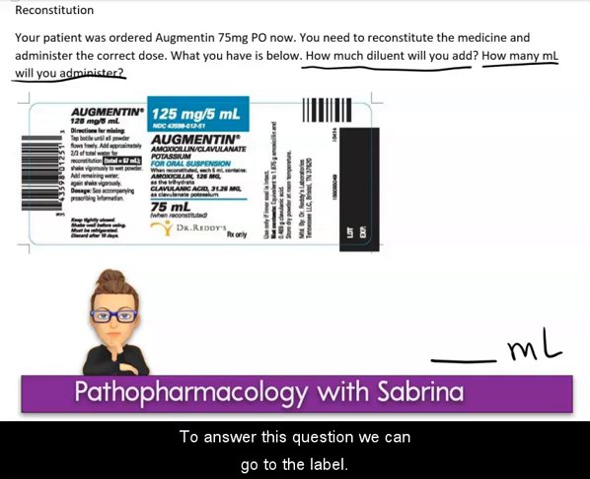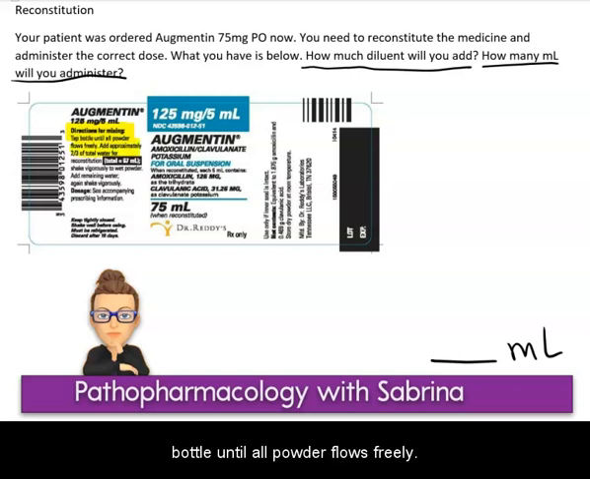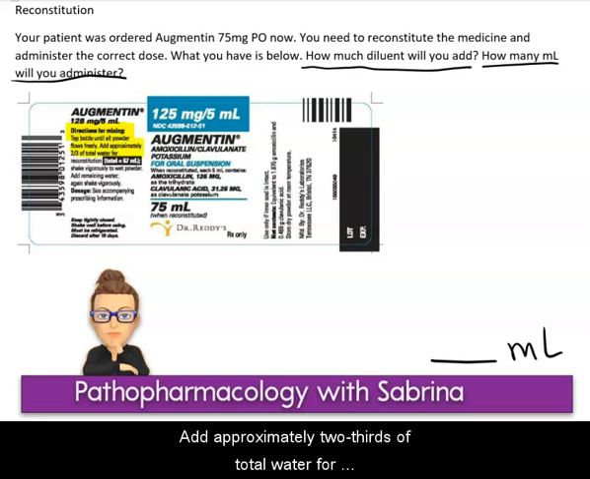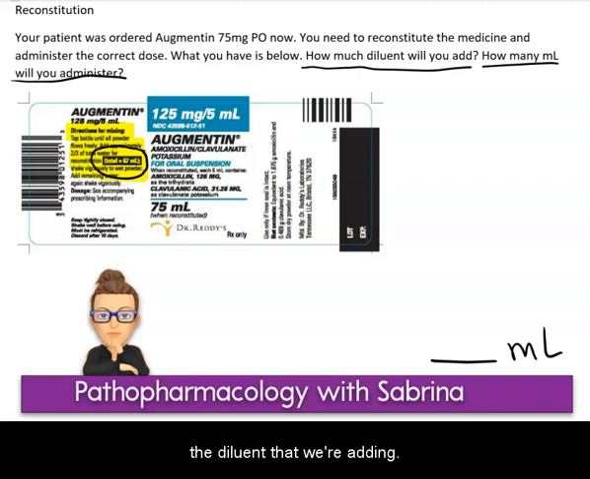To answer this question, we can go to the label. So we have directions for mixing right here on the left. Tip bottle until all powder flows freely at approximately 2/3 of total water for reconstitution. Shake vigorously to wet powder, add remaining water. So the nice thing though is it tells us right here the total of diluent that we're adding.